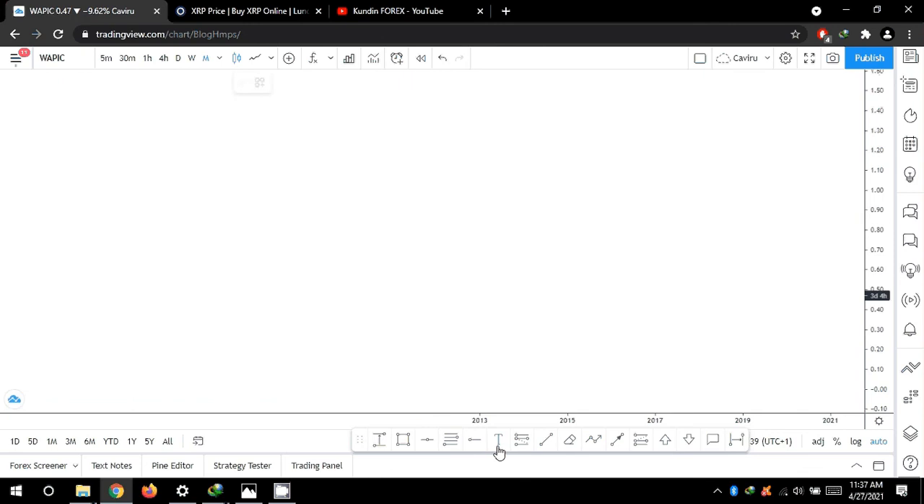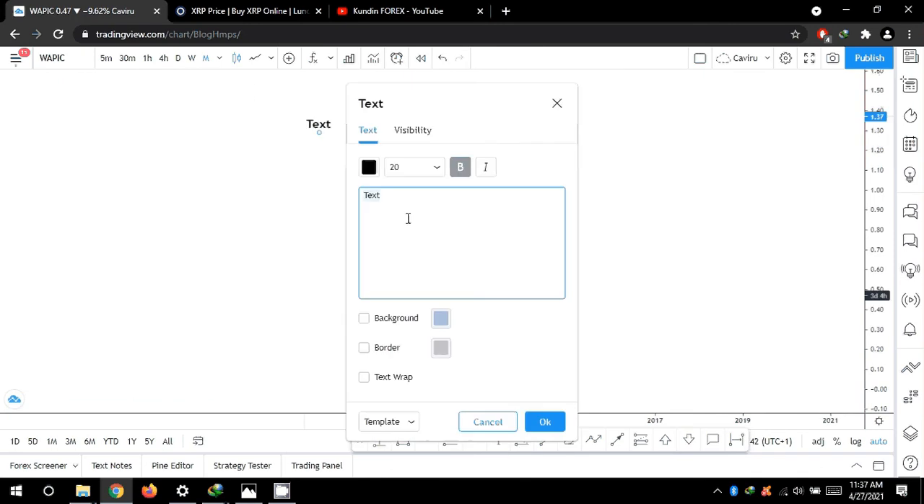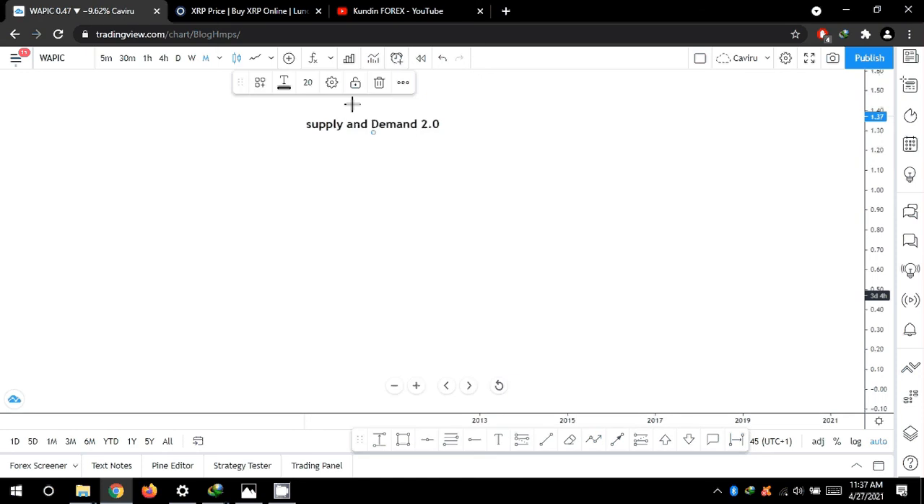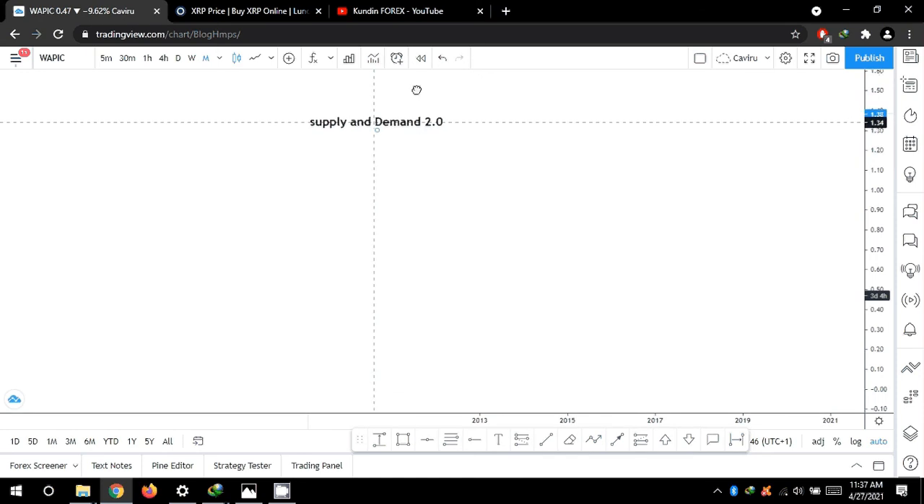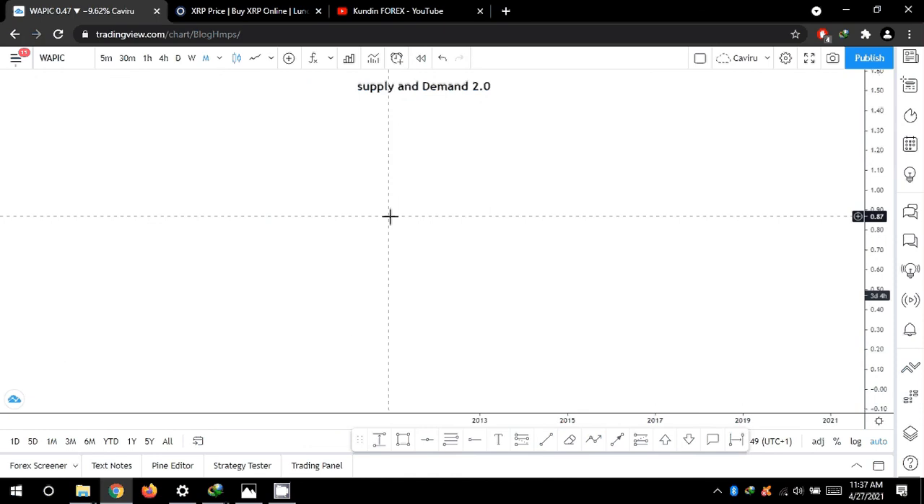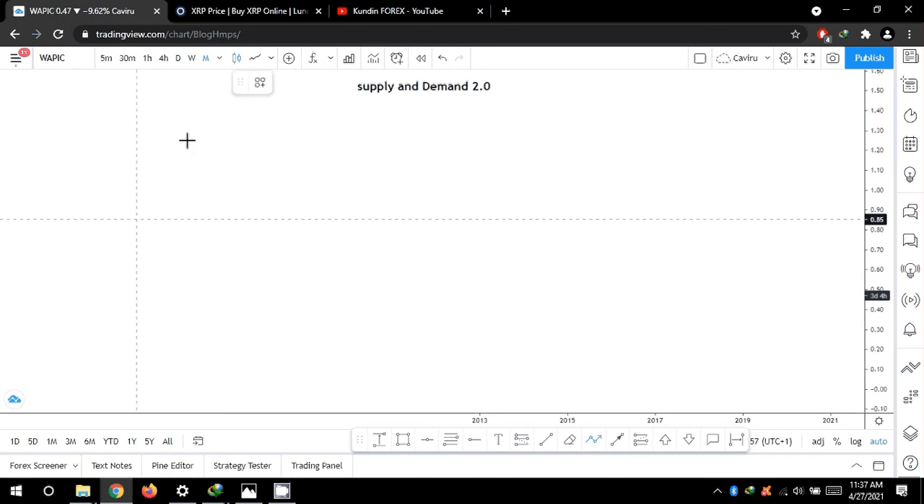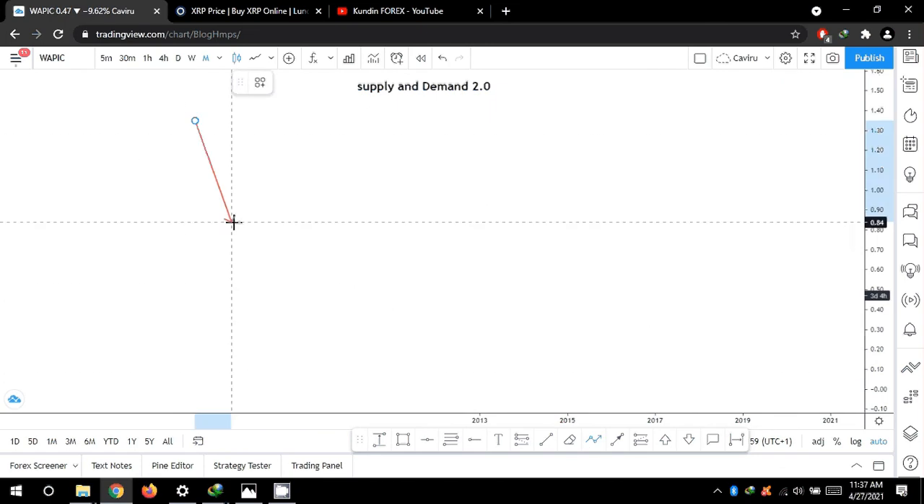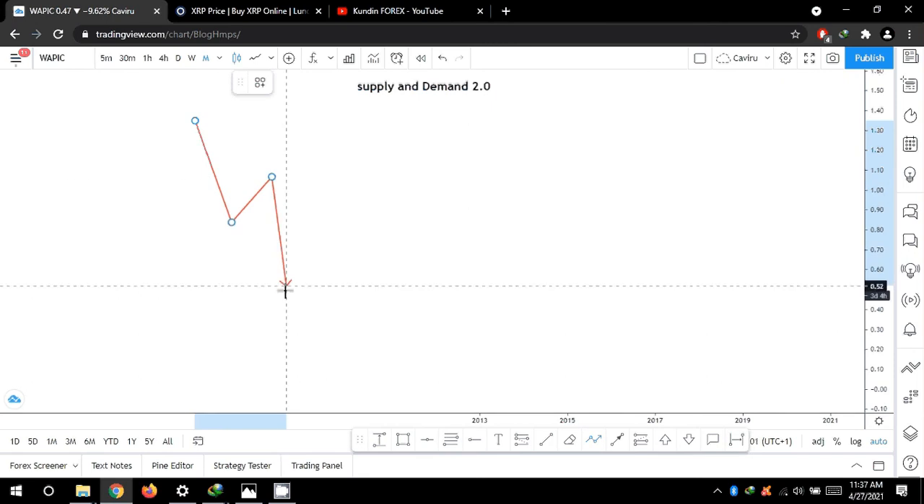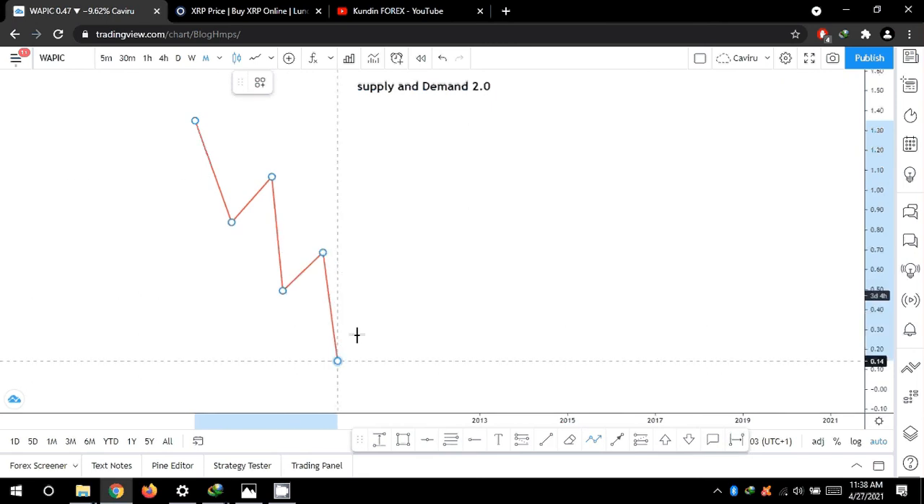Okay, let's add our topic or title. So right now I'm going to start with demand or supply. Okay, let's go ahead and start with demand. Remember, this line chart represents my candlesticks. So I know you get that.